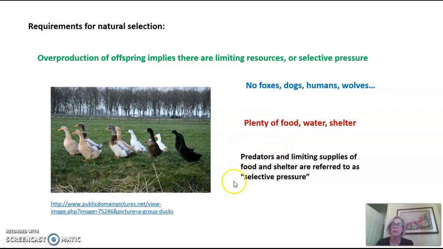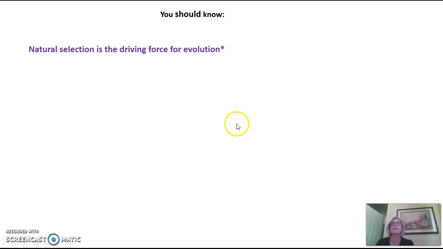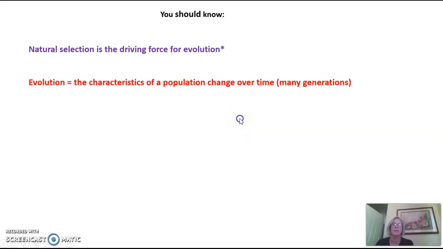So in other words, in order to see natural selection, we have to see selective pressure. There has to be a limiting resource or predator. So what you should know from this video, you should know that natural selection is the driving force for evolution. You should know that the definition of evolution is that the characteristics of a population change over time. And by time, I mean many generations.